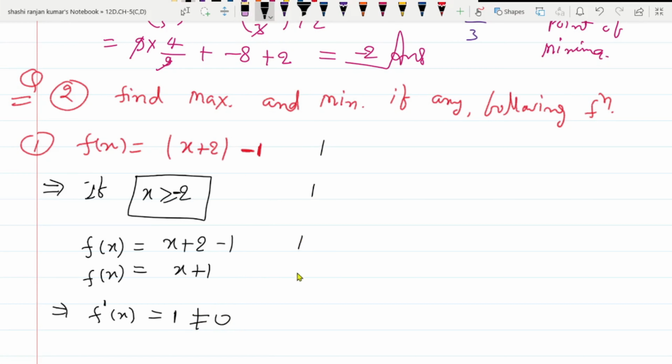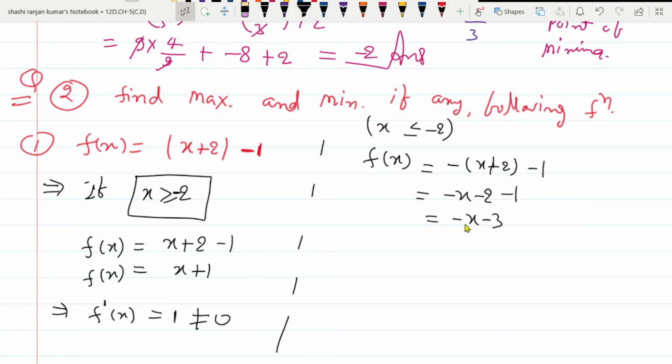Okay, let me check for the negative side. If we take x less than or equal to -2, let us suppose x is something like -3, then in that case it will open with the minus sign. It will be minus of (x plus 2) and then -1. So minus x, -2, -1, that we are getting -x, -3. This is the value of f(x). But we need to find f dash of x. What is f dash of x? This is here now -1. So you can see here one thing, that this is again not 0.